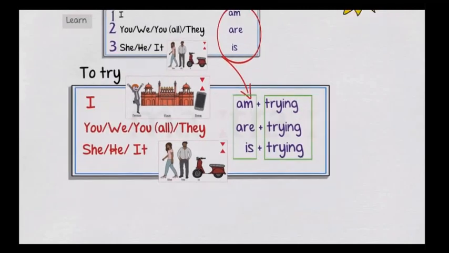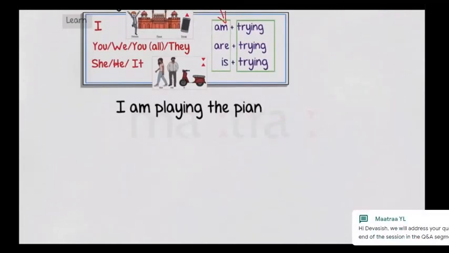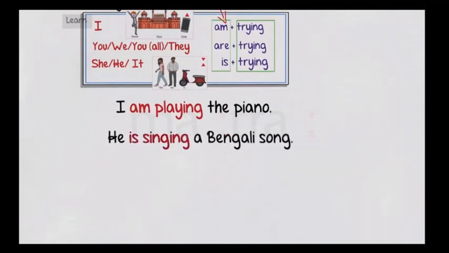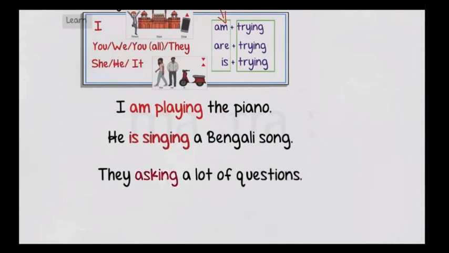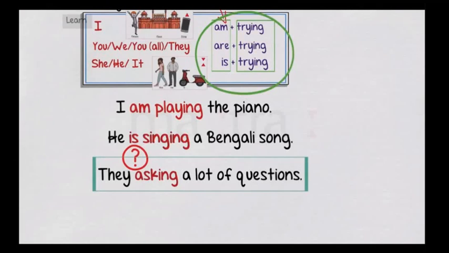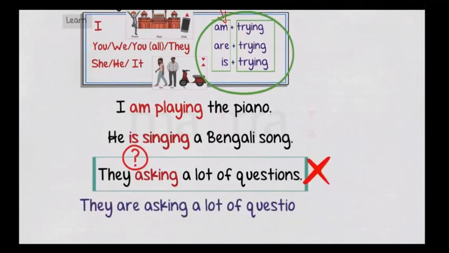Let's look at some more sentences. I am playing the piano. He is singing a Bengali song. They asking a lot of questions. Oh, there seems to be something missing there. There is no helping word before the ing word in this sentence, which makes it wrong. They are asking a lot of questions. Now that's correct.